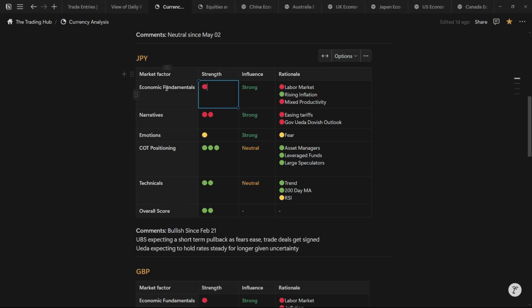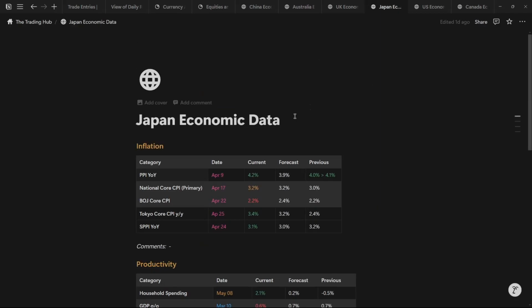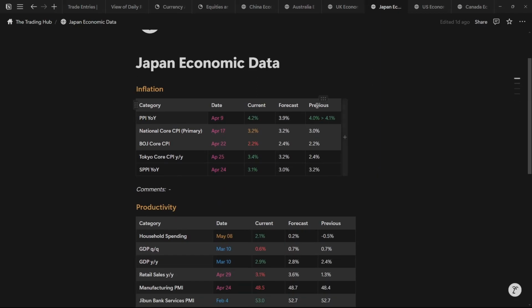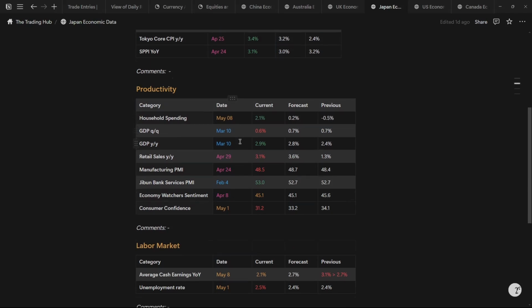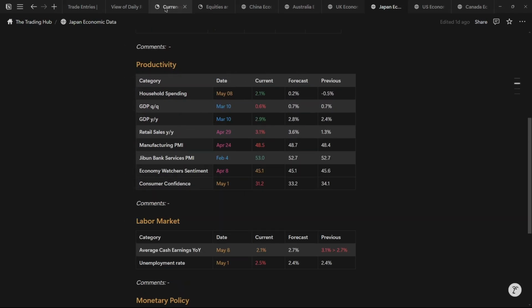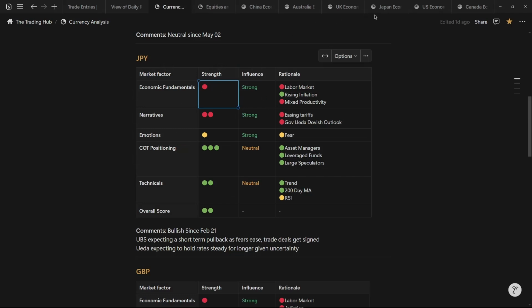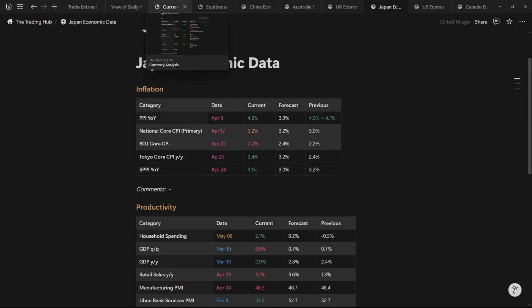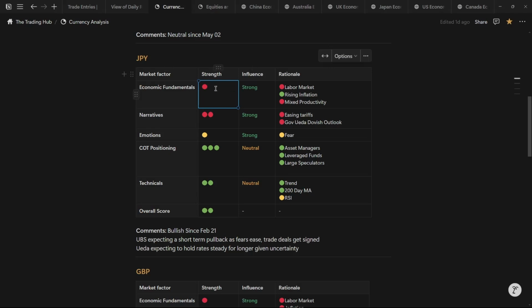For instance, we're looking at Japan here. We'll go to Japan economic data, and I manually enter all of this data. So inflation, you have PPI, national core CPI. I manually enter these, productivity, same thing, and then labor market. And this is really tedious. Based on all of this economic data, I give it a score and say the economic fundamentals are currently giving a strength of 1, whatever this is. So the economic fundamentals for Japan are currently bearish.